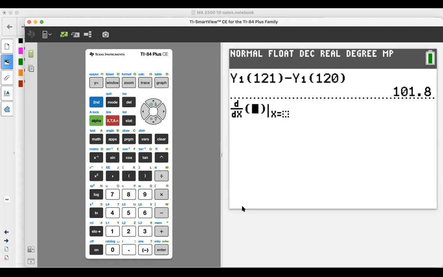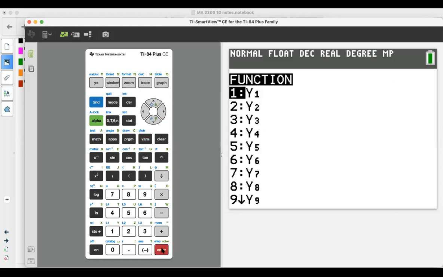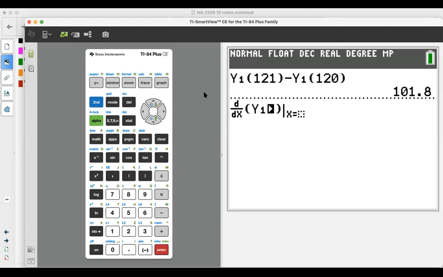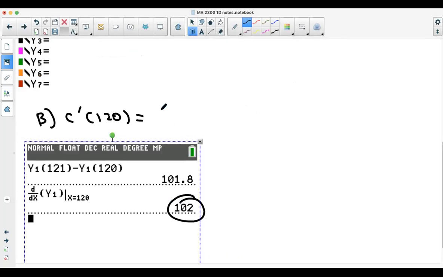So I can type in x, and then y sub 1 here I can type in as vars, Y-vars, function, y sub 1. That's the function that I was looking at. And then what's the value of x that I'm plugging in? It's 120. How about that? Boom, there it goes. Look at this. It gets you 102. Not bad at all.